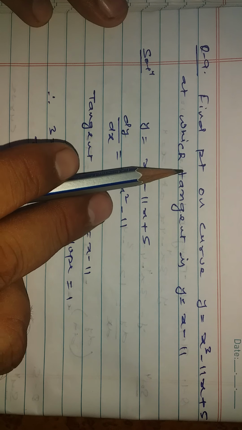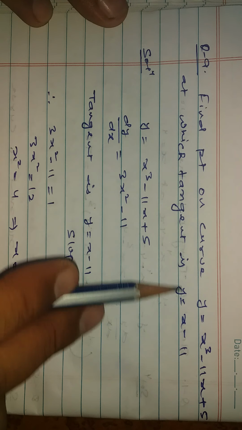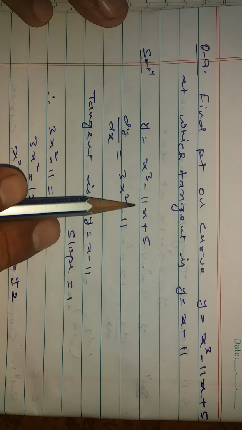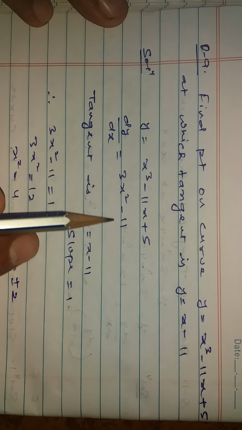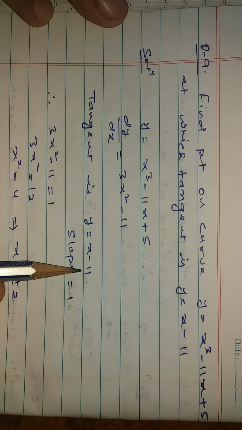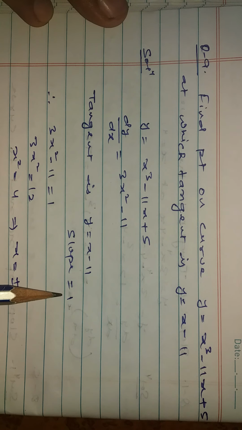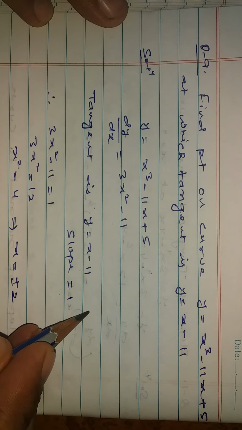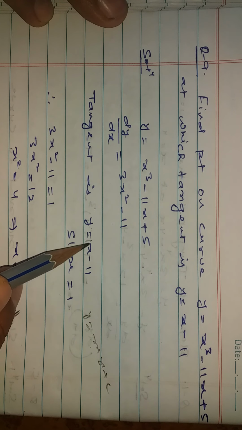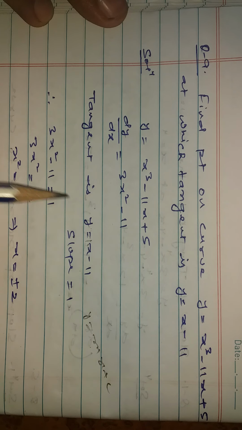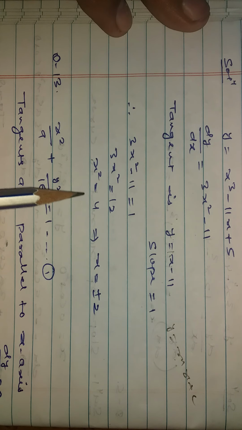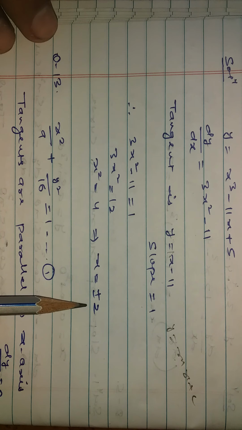Ninth question: find a point on this curve at which the tangent is this. First we are given the equation of the curve; find dy by dx, which is 3x square minus 11. The tangent is y minus x minus 11, so the slope of this tangent will be 1. If you compare with y is equal to mx plus c, the slope is 1. It means 3x square minus 11 is 1, so 3x square is 12, so x square is 4, and x is plus minus 2.